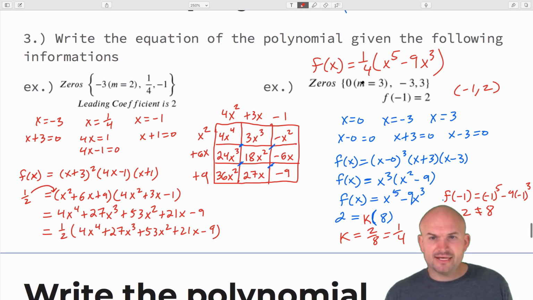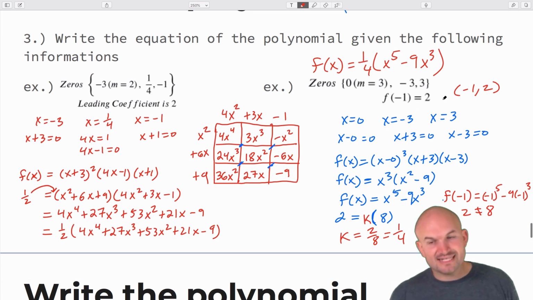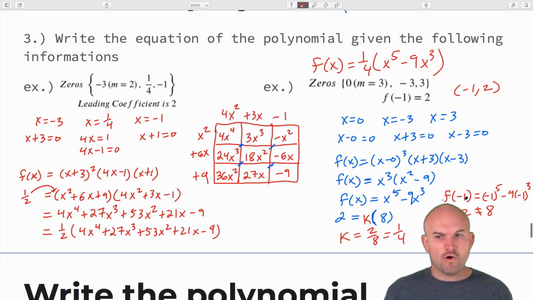All right, in the next one, again, we have the zeros 0, -3, and 3. Set them equal to zero. Write them as a product of linear factors. In this case, you don't really need to do this. I just wanted to subtract a 0 on both sides so that you can see when you see x cubed, that is written as a linear factor of a 0 of 0 with a multiplicity of 3. You distribute that, you get x to the 5th minus 9x cubed. Now it says it has to contain the point -1, 2. So using function notation, I plug in -1, but when I plug in -1, I get 8.